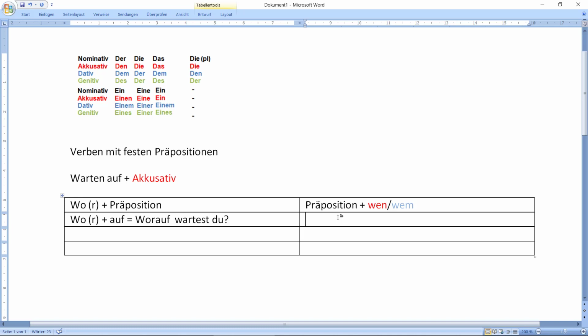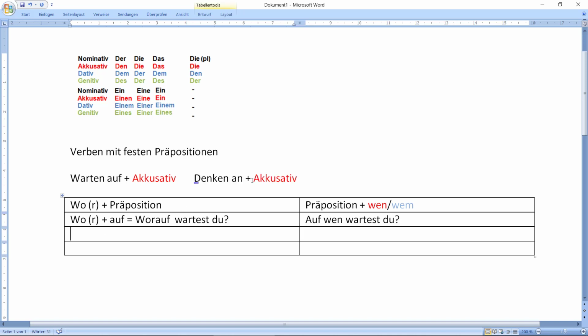What are you waiting for? Who are you waiting for? So our preposition was auf, and then we know it is Akkusativ. We have to take wen, the red one, always. Use the colors. It is important to understand it faster and better. So, auf wen wartest du? Who are you waiting for?